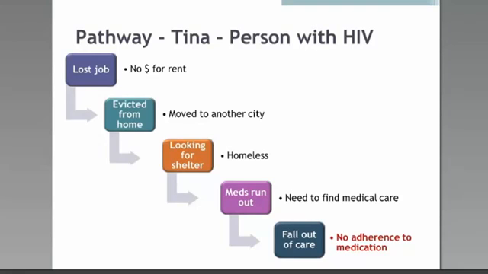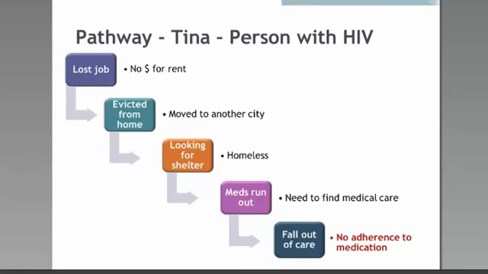She lost her job, and that's an economic determinant. She doesn't have any money for rent. As a result, she gets evicted from her house. She lives in an expensive part of town. She gets evicted from her home, and so she moves into another city or maybe another side of the city that doesn't have the services that she once had.